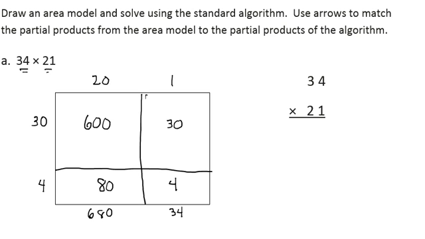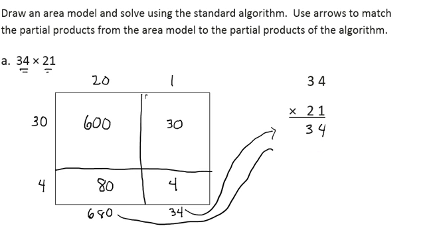To transfer these numbers to the standard algorithm, my 34 will go in my first row, and my 680 will go in my second row. Now I just need to find the sum of these products. So I have 4, 3 and 8 is 11, 6 and 1 is 7. So the answer is 714.